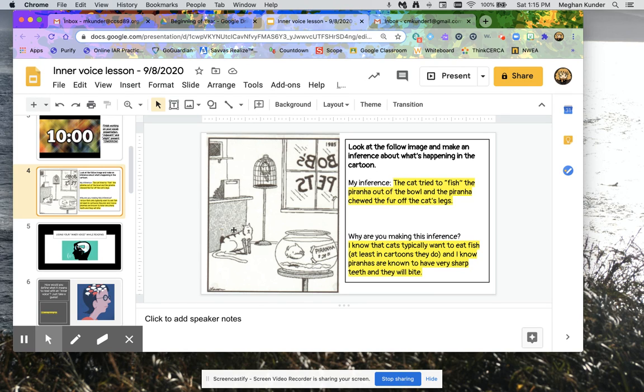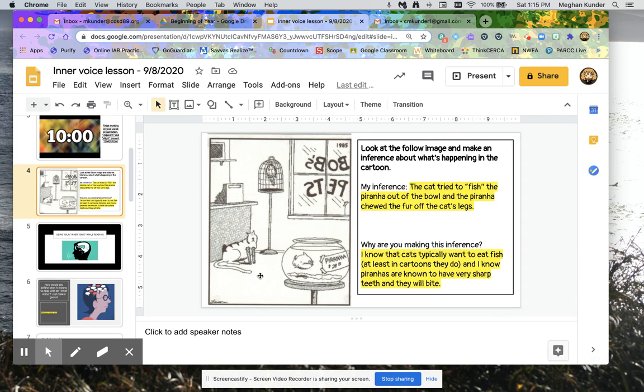My inference about what happened to this sad cat here is that the cat tried to fish the piranha out of the bowl, and then the piranha chewed the fur off of the cat's legs, which is what we see right here in the picture. Why am I making this inference? This is me backing up my claim with evidence of some kind. I'm using the clues in the picture to back this up.